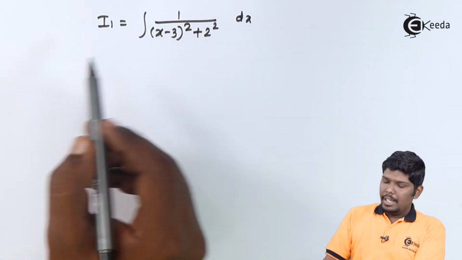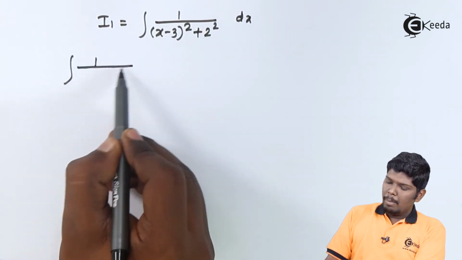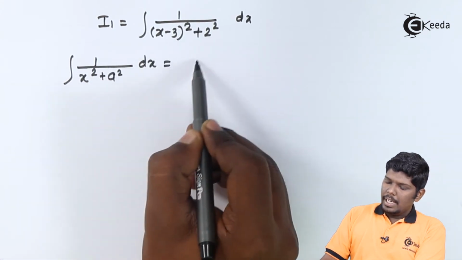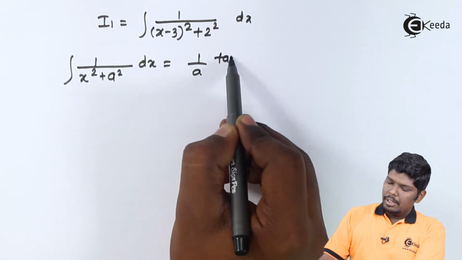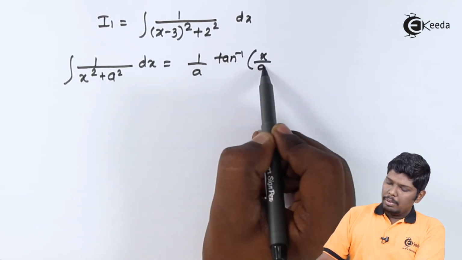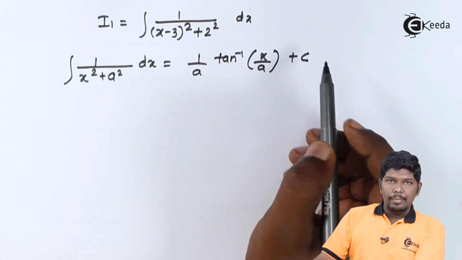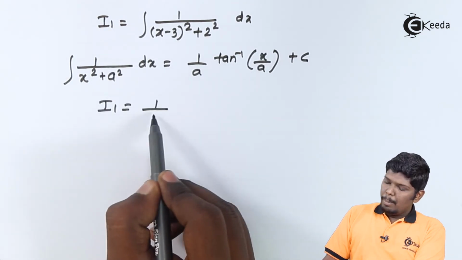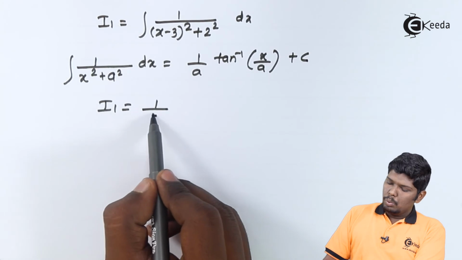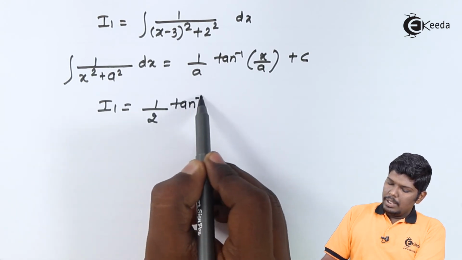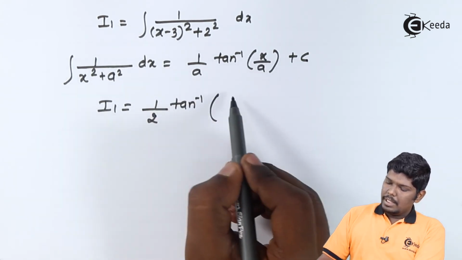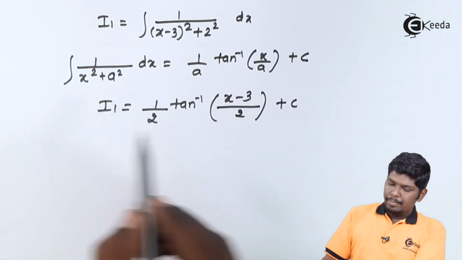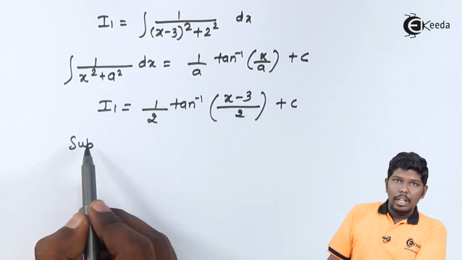I can compare this integration with the standard formula 1 upon x square plus a square dx. That gives you 1 upon a tan inverse x upon a plus c. Similarly, I1 will be 1 upon a, the value of a is 2, into tan inverse, the value of x is x minus 3 upon 2 plus c. Now let us substitute I1 in equation number 1.